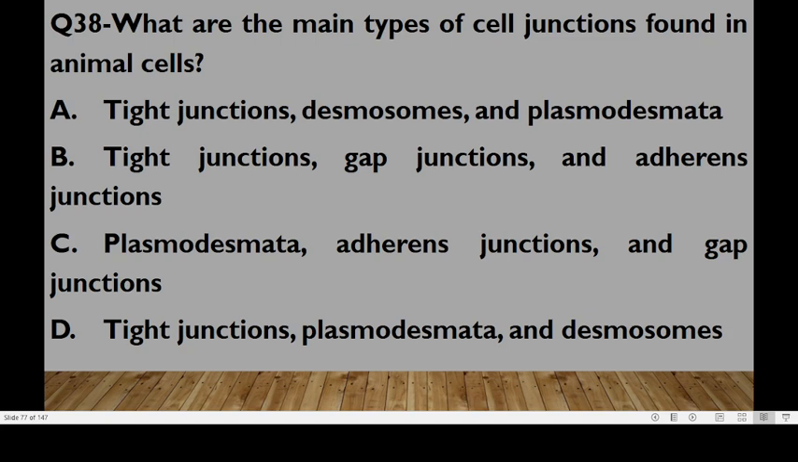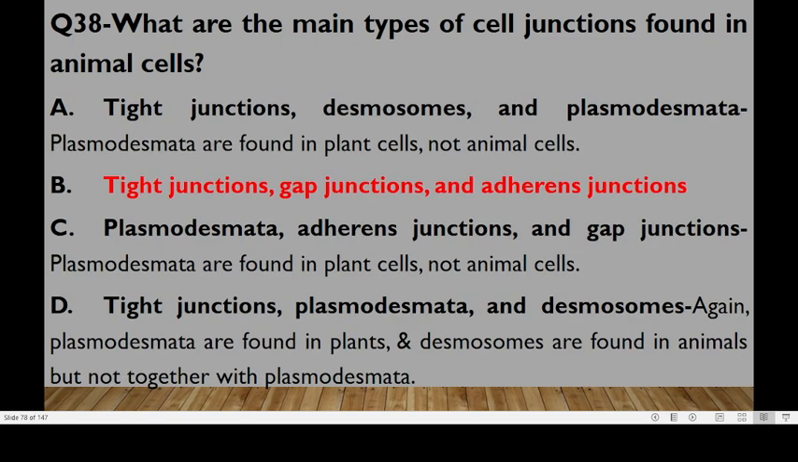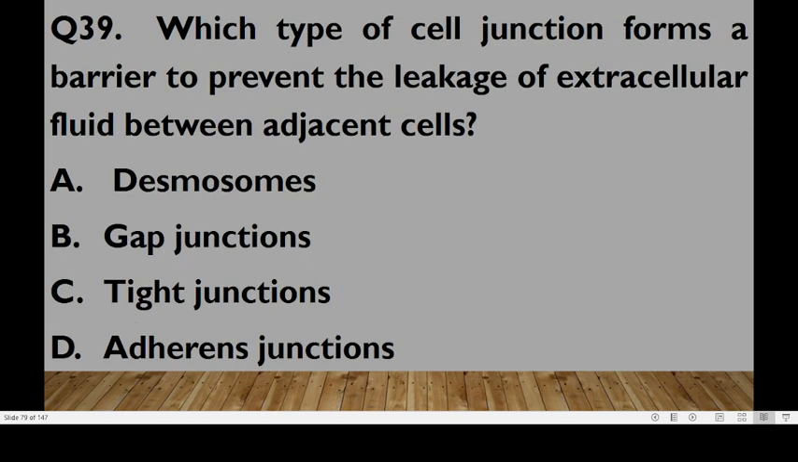What are the main types of cell junctions found in animal cells? Well, guys, here you just need to rule out the ones that are found in plants, and I think that will give you an easier time. Like plasmodesmata, I think we had already indicated that these are found in plant cells and not animal cells. So you can see it's found in all the choices, and that makes all those choices wrong. So we have the tight junctions, gap junctions, and adherens junctions.